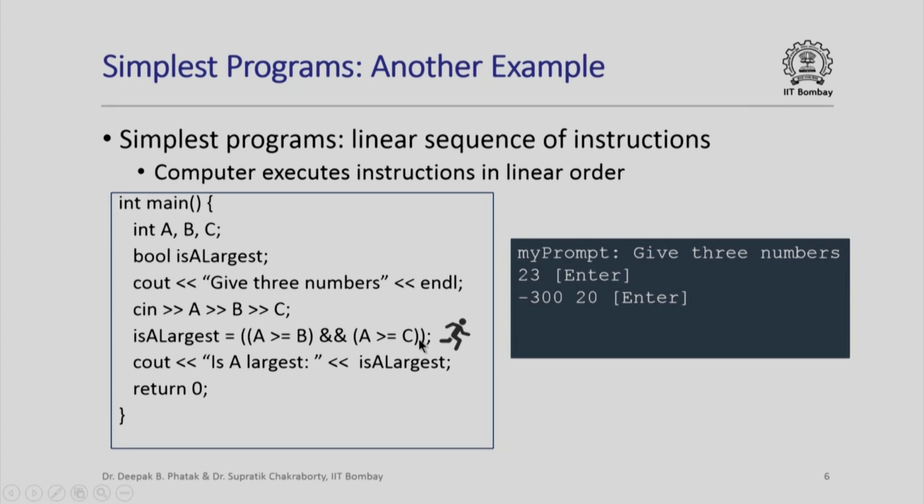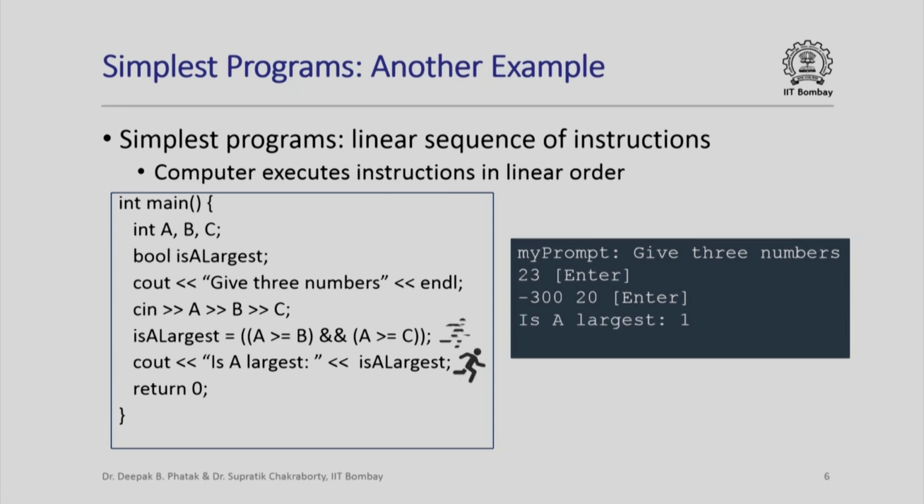So the computer evaluates this logical expression for the given values of A, B and C. You can check for yourself that this logical expression evaluates to true. So this boolean variable isALargest gets set to the value true, but when the computer executes this assignment statement, there is really nothing that you can see on the screen. This is executed internally inside the computer.